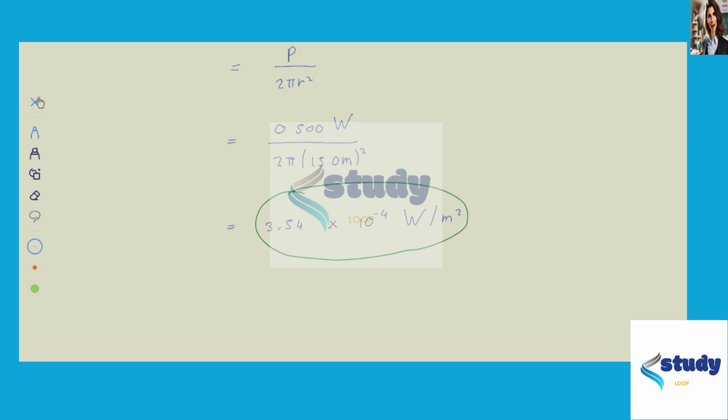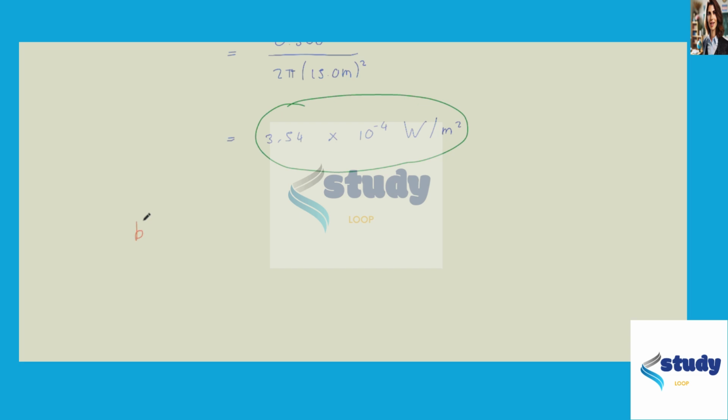And in part B, we are told that the man now moves 4 meters towards either speaker. So he's initially 15 meters from either speaker. If he walks 4 meters towards speaker 1, his distance from that speaker is now 11 meters. And so his distance from the other speaker is 15 plus 4, which is 19 meters.